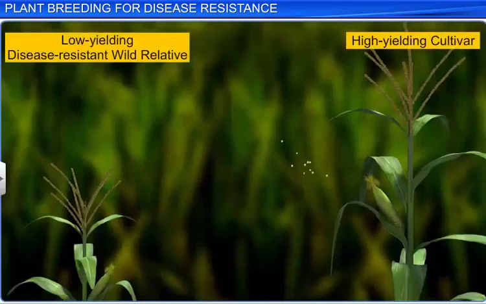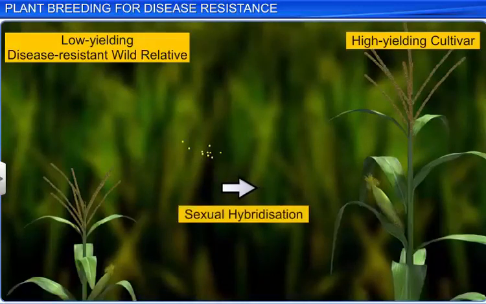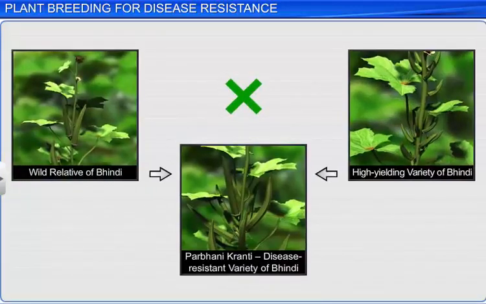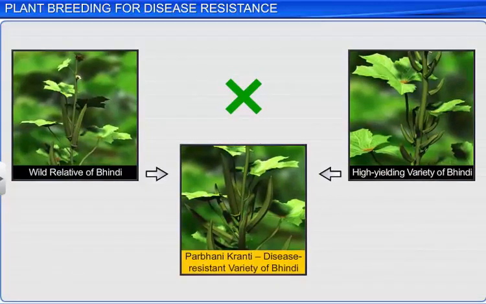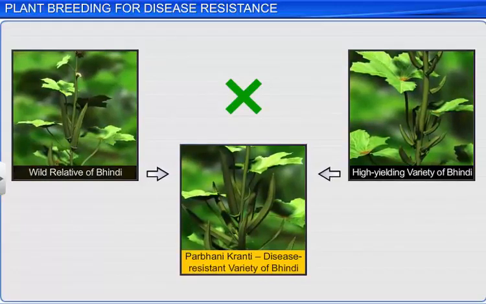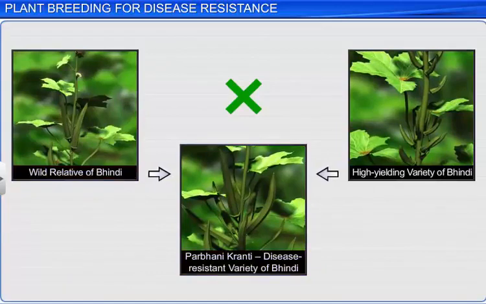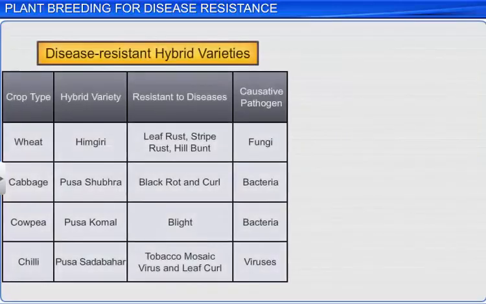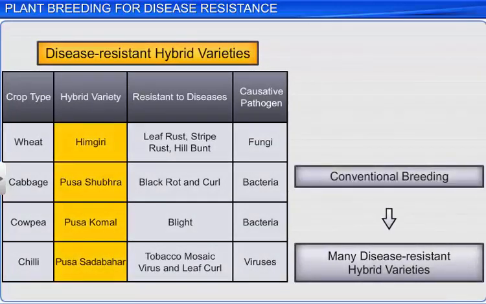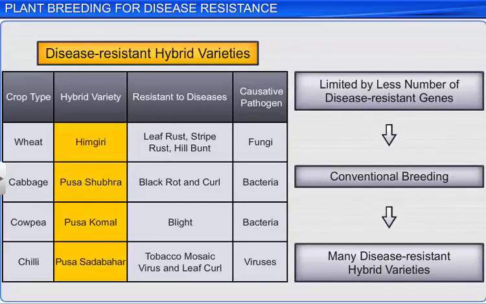As the disease-resistant genes are available in the same crop species, the transfer of disease-resistance genes between the crops is done by sexual hybridization. For example, the yellow mosaic virus-resistant variety of bhindi, Parbhani Kranti, is grown by the transfer of disease-resistant genes from its wild relatives. Although many disease-resistant hybrid varieties are produced through conventional breeding, the process is limited by the number of disease-resistant genes available in different crop varieties and their wild relatives.